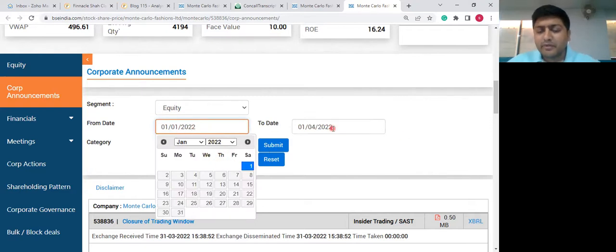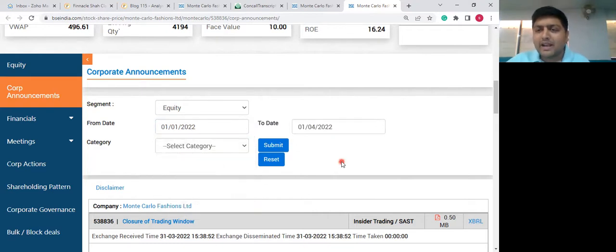Remember, this time frame is only for 1 year. You cannot select more than 1 year. So quarterly data usually comes with a lag of 2 months. So you can take a look at that.